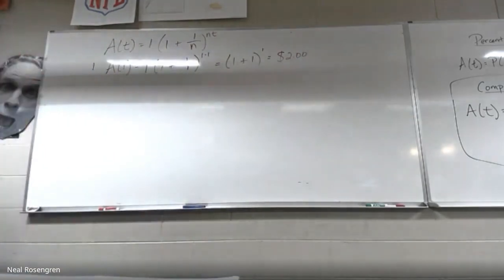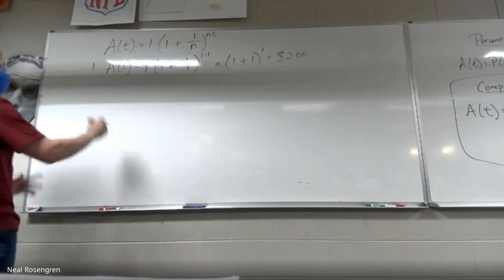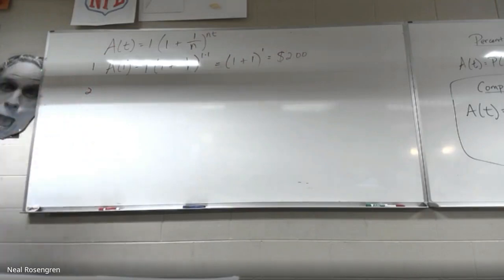Now that kind of makes sense. Start with $1, get 100%. Now I have $2. I have double. Okay, cool. So that's the first one, $2, right? 100% on my $1 means I get another $1, so I have a total of 2.